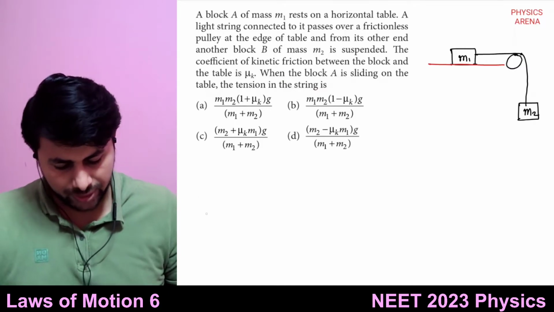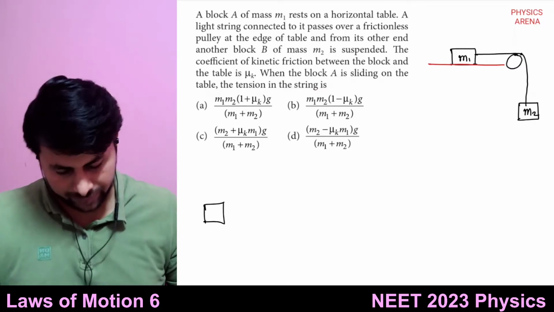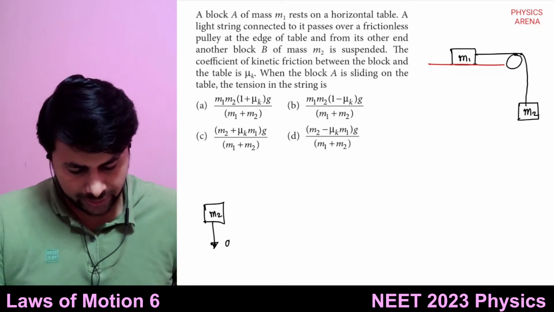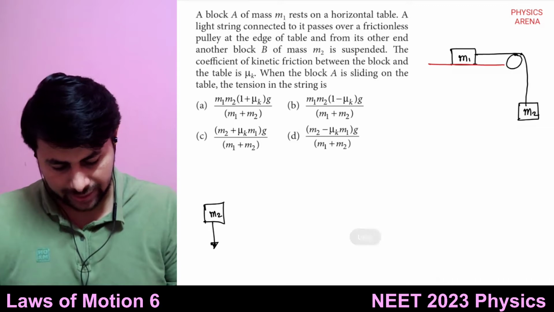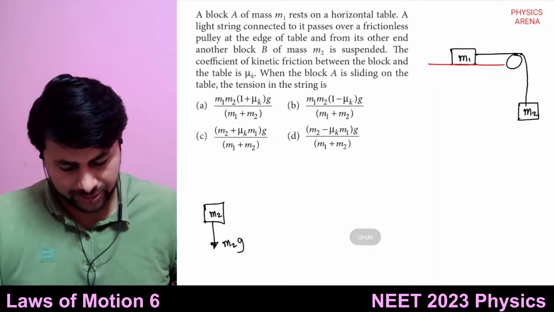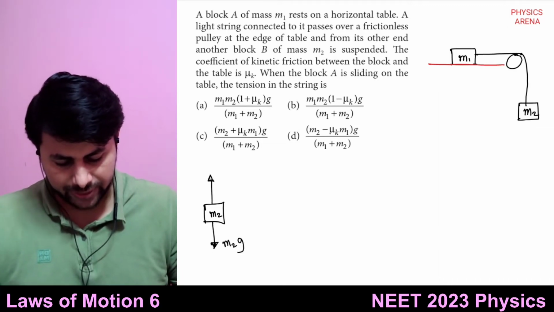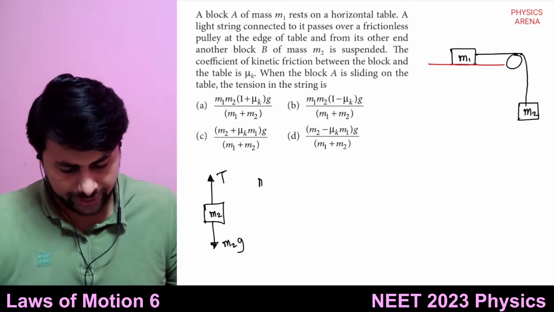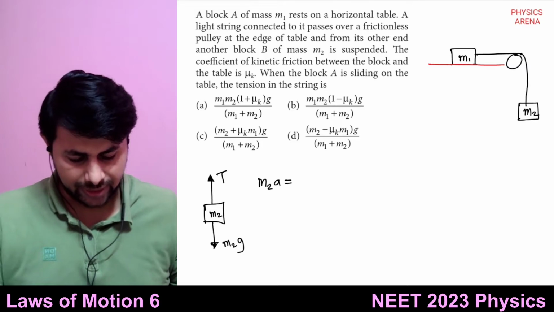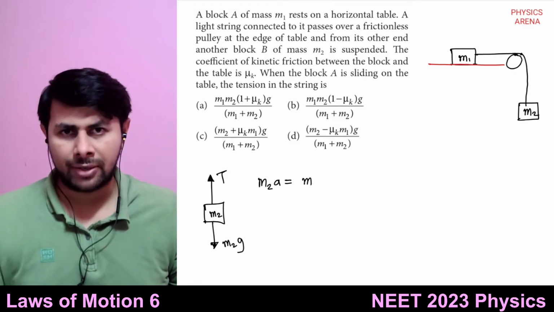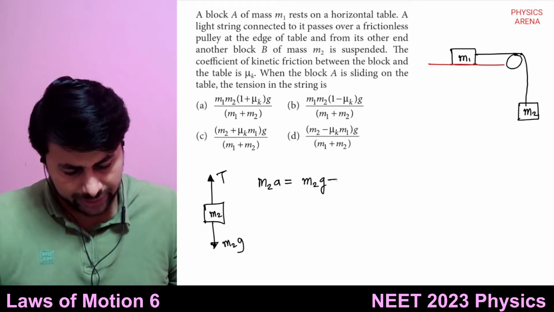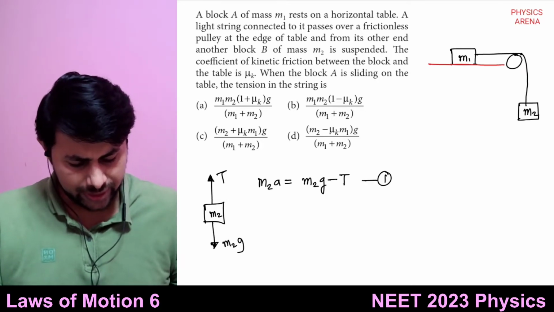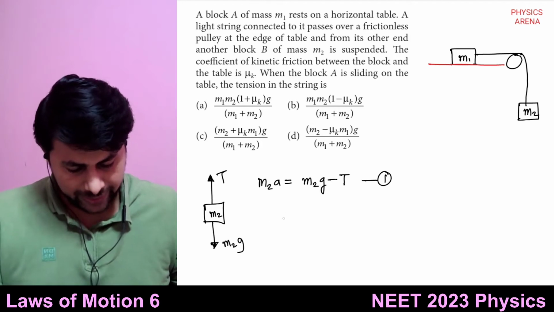Let's draw the free body diagram of m2. For m2, the gravitational force is acting downwards, so it is m2 times g. Tension is acting upwards, T. So the net force: m2 times A is equal to the total downward force, m2 times g, minus the tension. This is equation number 1.